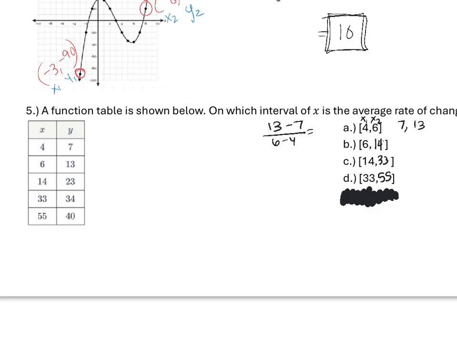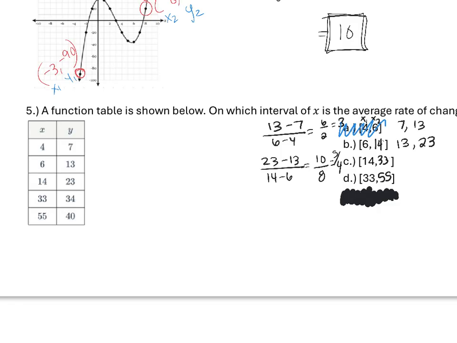What's 13 minus 7? 6, yeah. 6 over 2. So this one is 3. Then we'll look at 6 to 14. So we compare the y1 and y2, and then do our average rate of change. So we get 10 over 8, which is 5 over 4. Okay, so far, which one's smaller? 5/4 is smaller. So we can get rid of A because we know that 5/4 is the smaller one now.